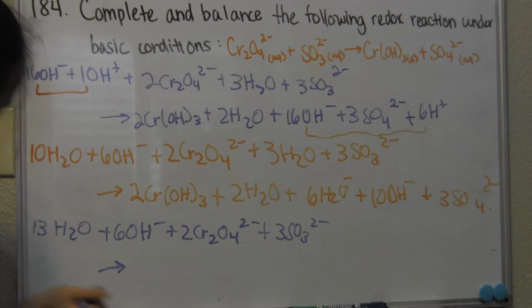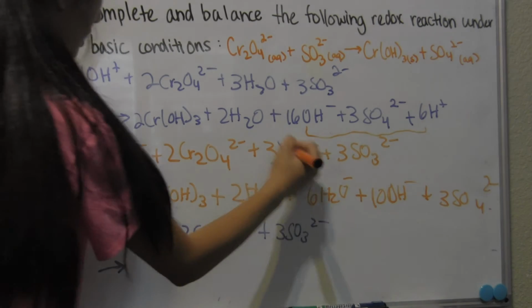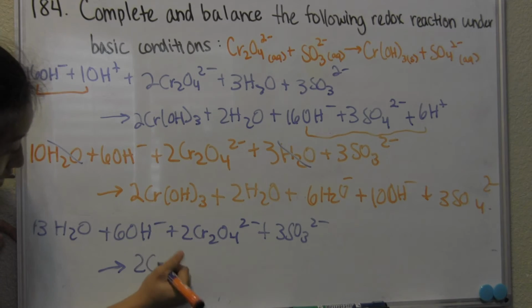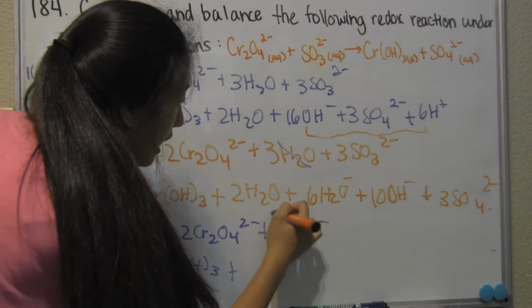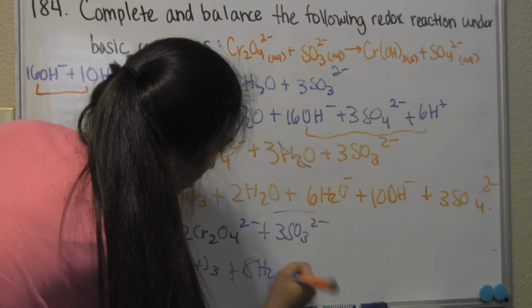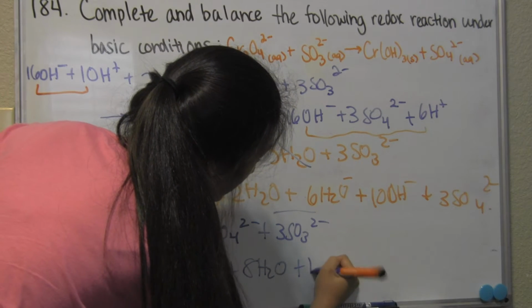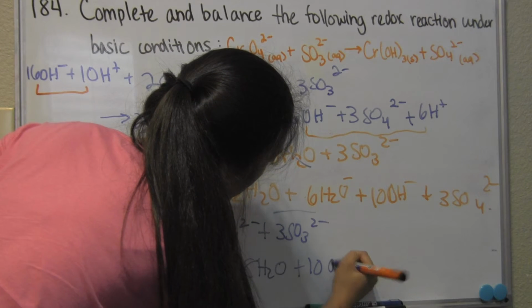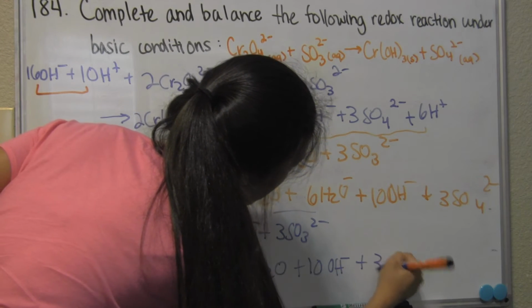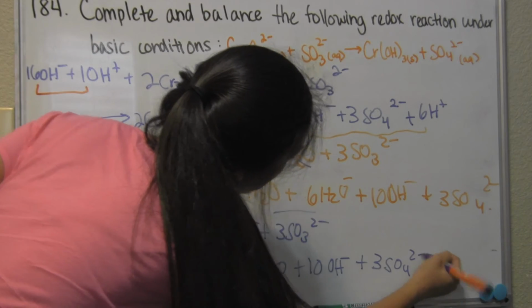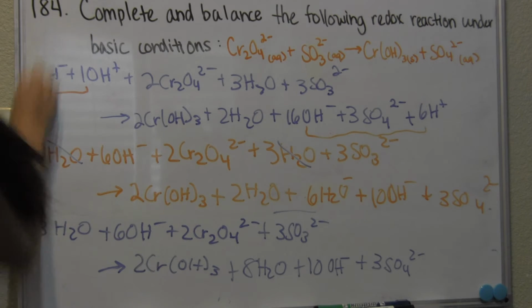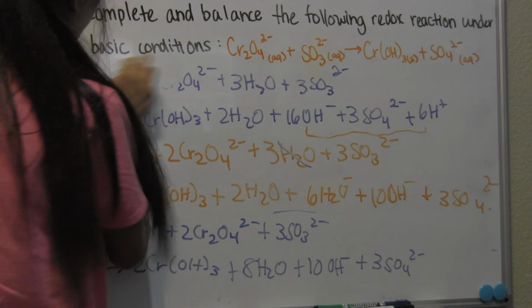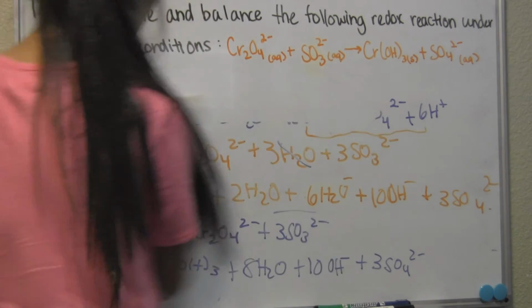And that whole thing right there will yield, so those cross out, 2 Cr(OH)3 plus 8 H2O plus 10 OH minuses plus 3 SO4 2 minus. So now we have that. And we can simplify further. I know it's a lot of simplifying, so bear with me. So we're just going to erase this right here. I hope you had a chance to copy it all down.